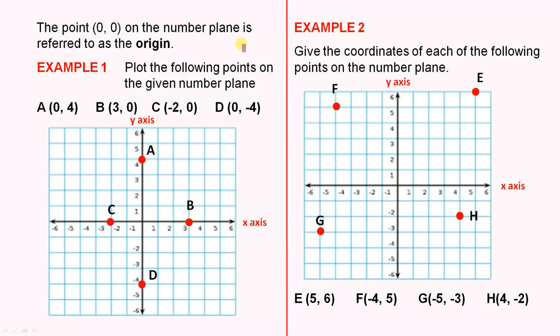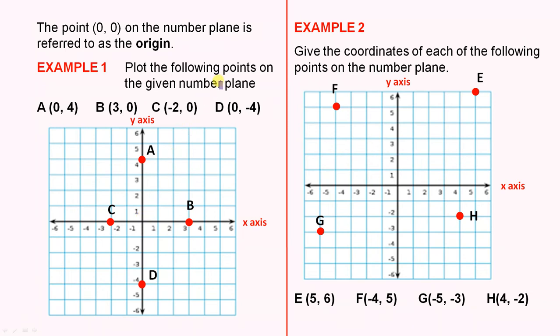The point 0, 0 on the number plane is referred to as the origin. So our starting point is here, where I said those two lines intersect. That is called the origin, and that's where we always start.